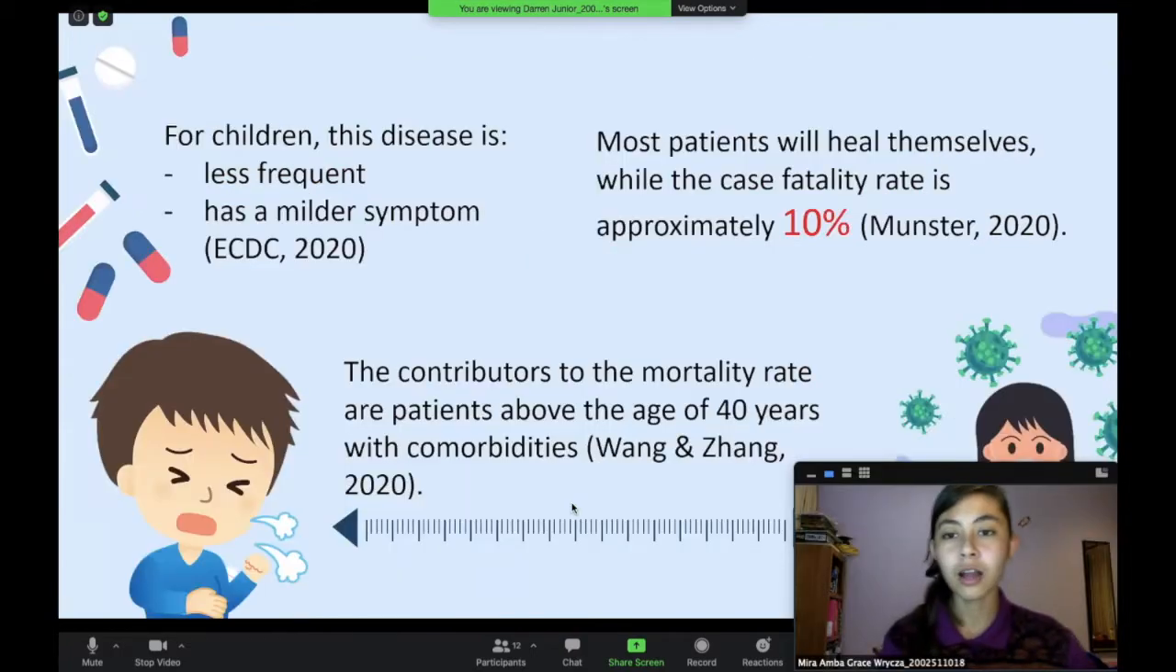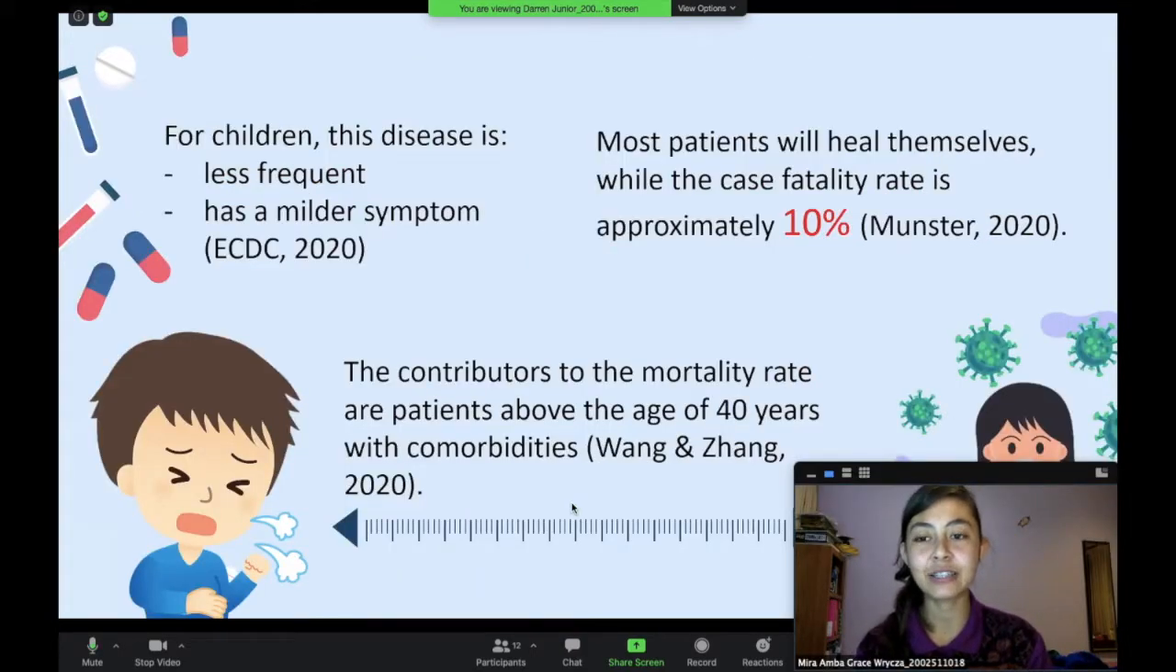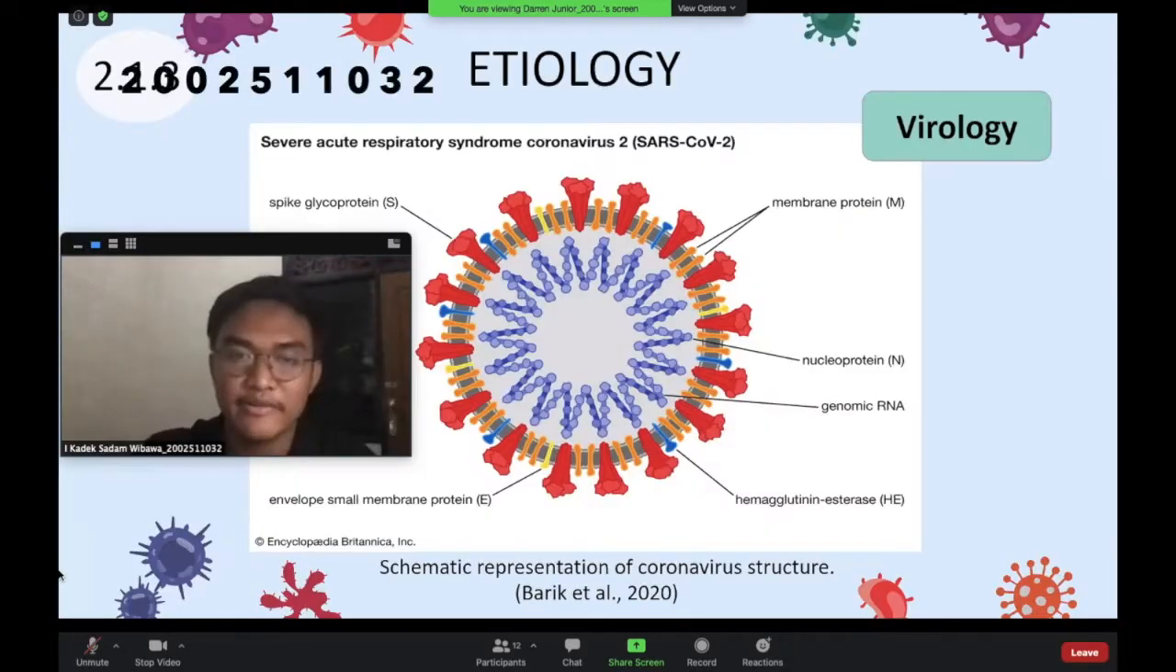Next. For children, COVID-19 is less frequent and has milder symptoms, and most patients will heal themselves, while the case fatality rate is approximately 10%. The contributors to the mortality rate are patients above the age of 40 years with comorbidities such as diabetes, heart disease, asthma, etc. That's all from me. Thank you.